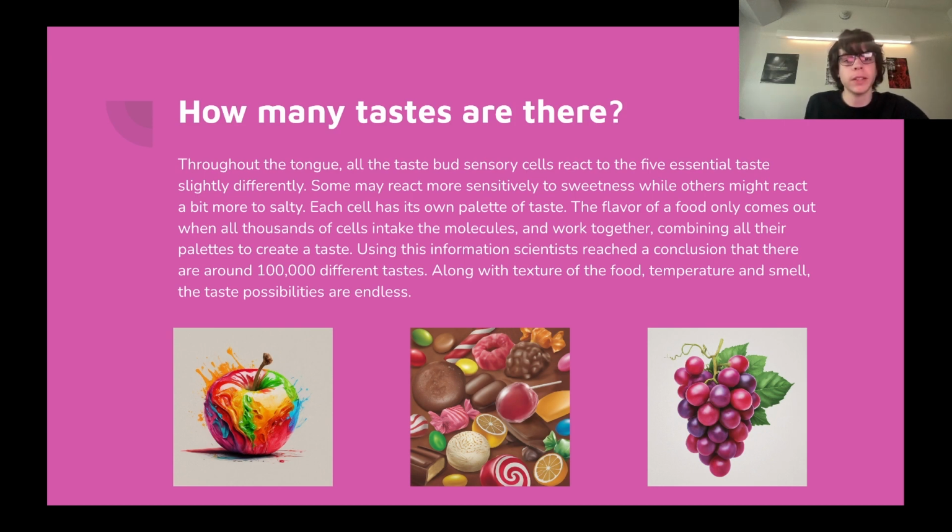Using this information, scientists reached the conclusion that there are around 100,000 different tastes possible to be experienced by the tongue. Along with texture of food, temperature, and smell, the taste possibilities are endless.